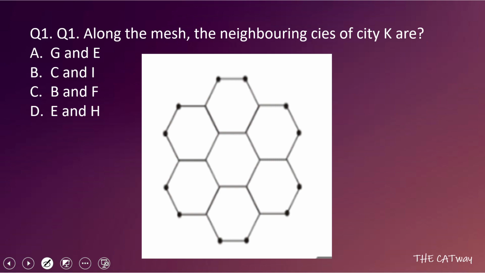So first thing we can do is mark the points on the mesh as 1 to 12. Because we do not know any of the cities and their positions, we can say that this is 1, this is 2, 3, 4, 5, 6, 7, 8, 9, 10, 11 and 12. Okay, so this is what we have now. Also we can say that this distance is x. Also we know that all these hexagons are regular hexagons.